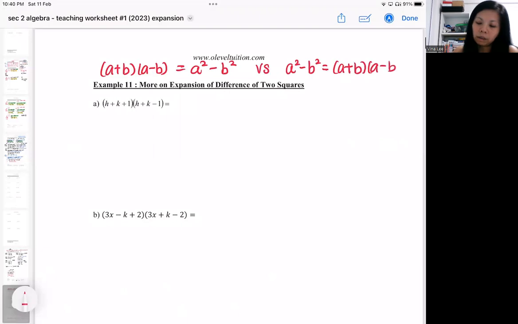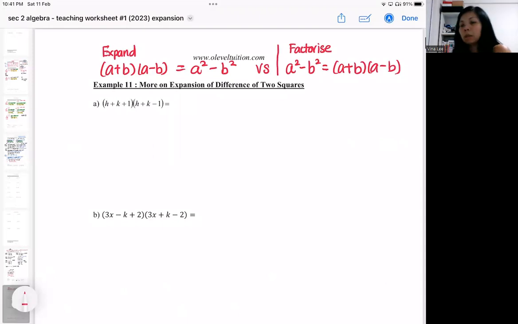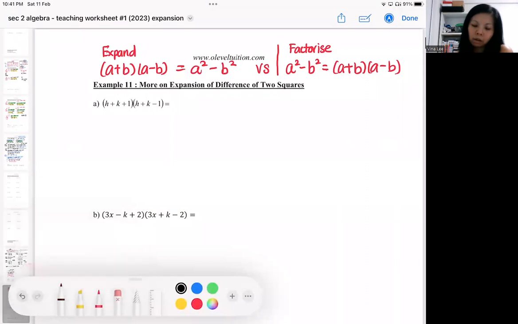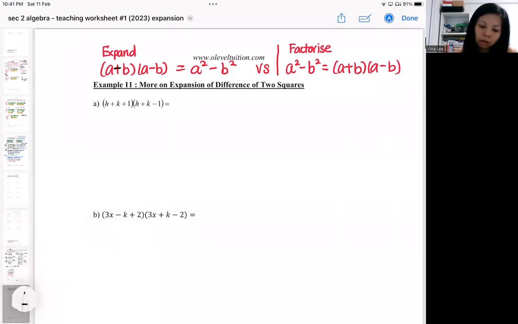So in the factorization teaching worksheet, you will see this, where in fact we will factorize using this formula. So right now I'm going to expand using this formula. So same formula, I can be using it for expansion or factorization. Bear in mind, in order to use this formula, the difference must be a plus minus, but the A and B must be identical. So that will be the challenge part.